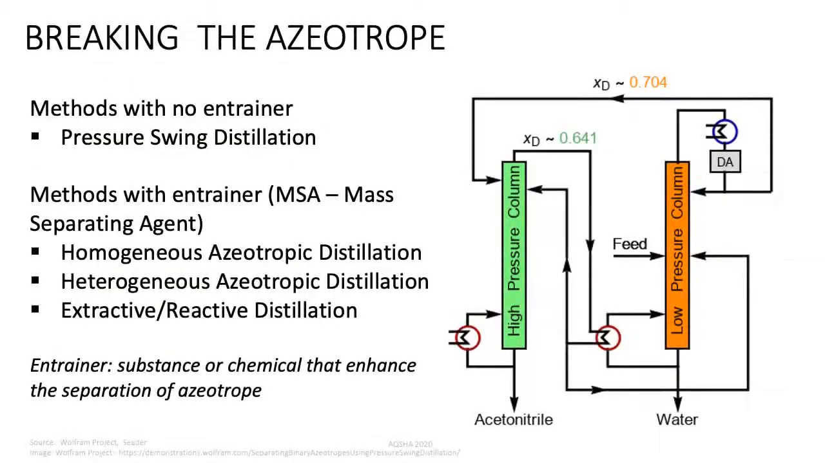And then the last one is the reactive distillation. In here, it involves the addition of a chemical that reacts selectively and reversibly with one or more feed constituents.